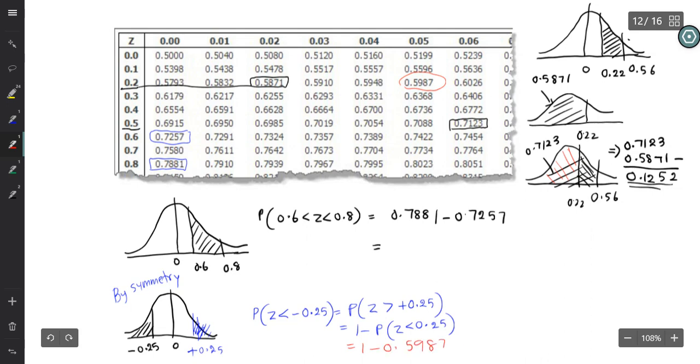Right? So that's all. You get the answer. You read up to positive 0.25, and you get the left tail up to 0.25. But what we want is the right tail. So you do 1 minus.